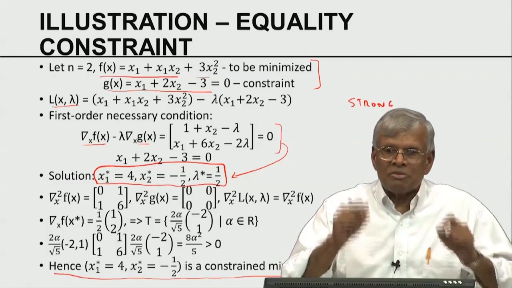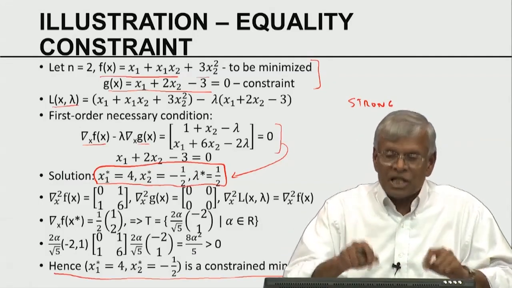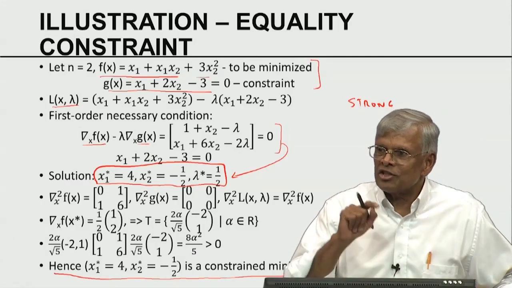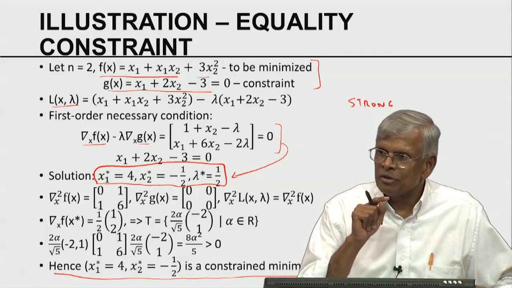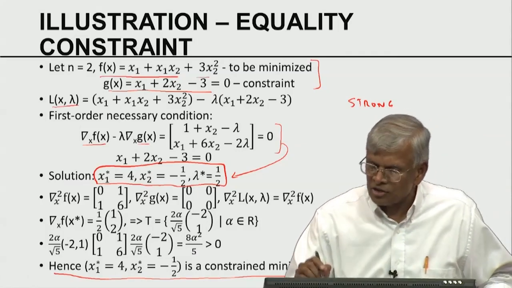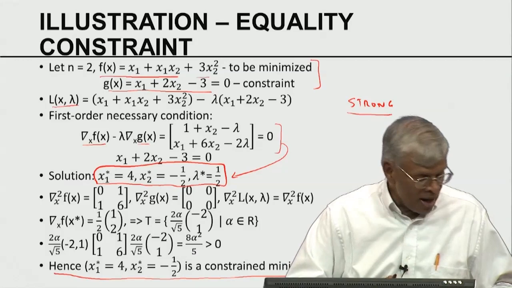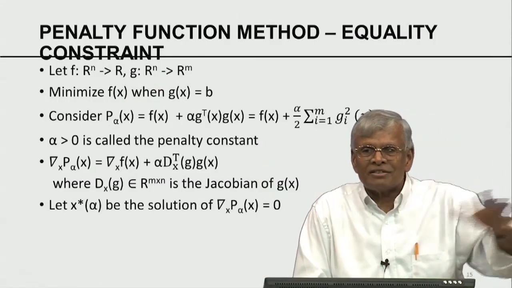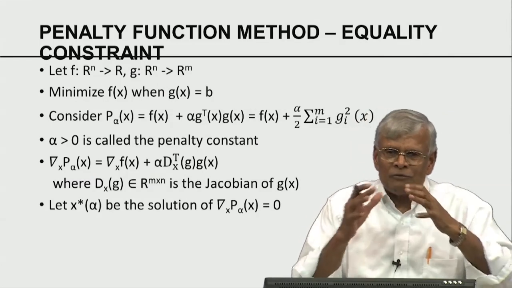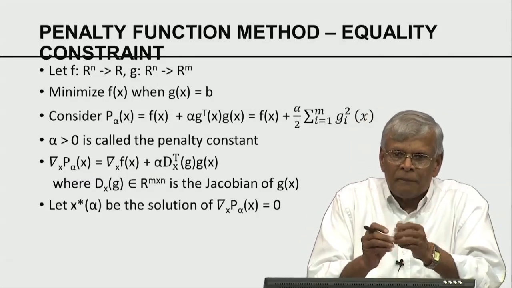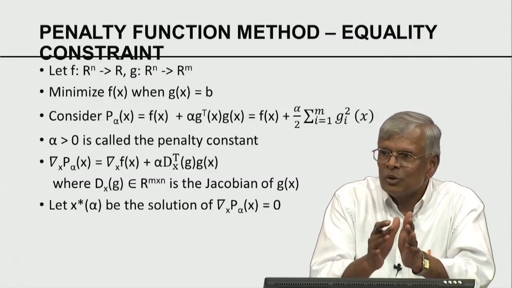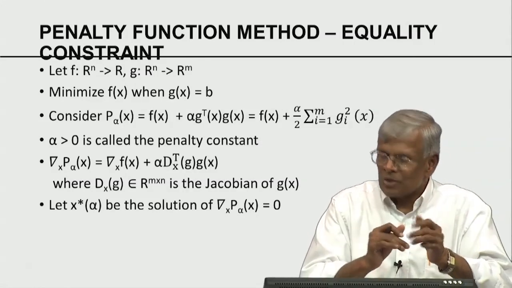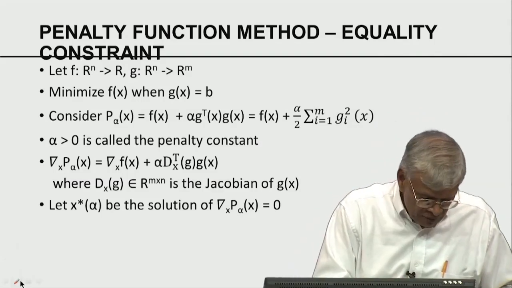Because I want to be able to satisfy the constraint at any and every cost. The constraint is sacred. I cannot afford to not satisfy a constraint. So, the constraint is very strong. There is no way out of it. But in some cases, I have a constraint, but I do not want to enforce it strictly. You can deviate from the constraint, but not too much. That is what is called weak constraint formulation.